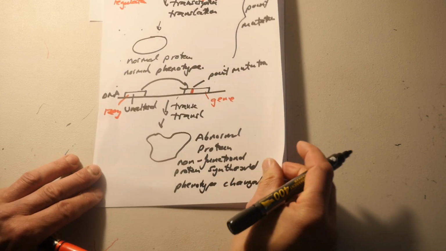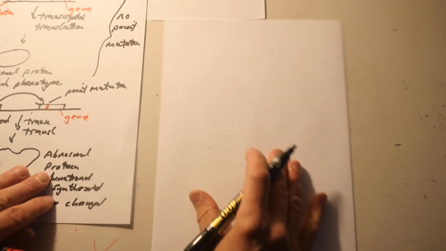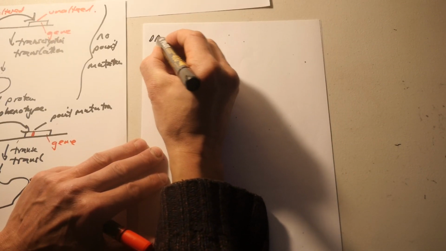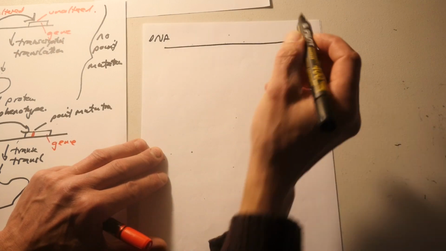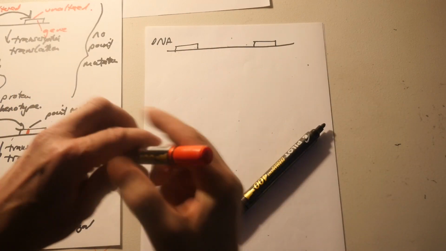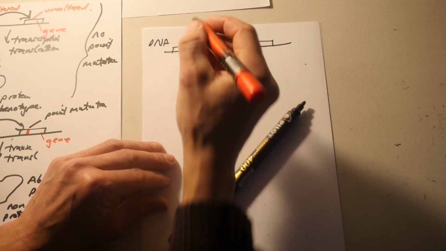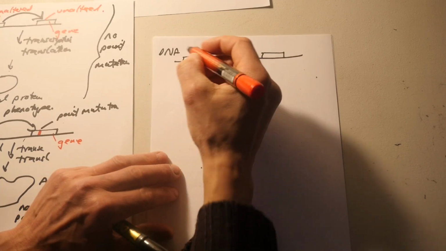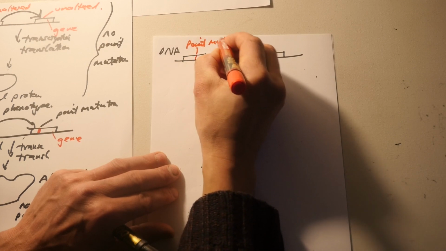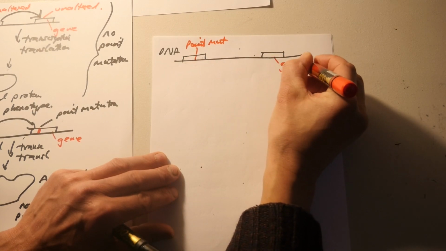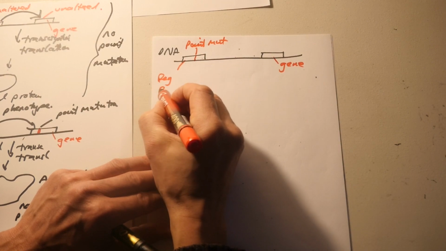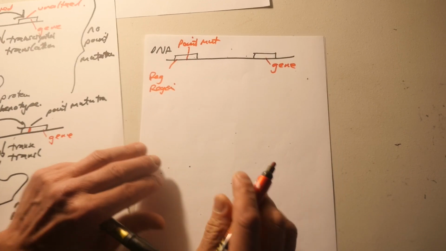Okay, and then you get another example of point mutations, where you get DNA like that. You get the regulatory region here and the gene. But in this case you get a point mutation in the regulatory region.